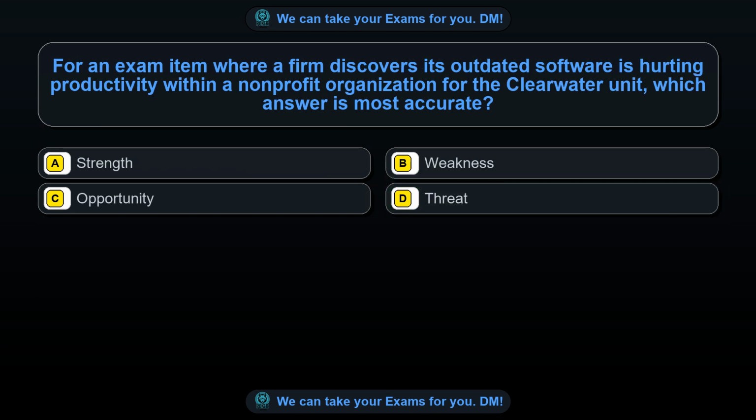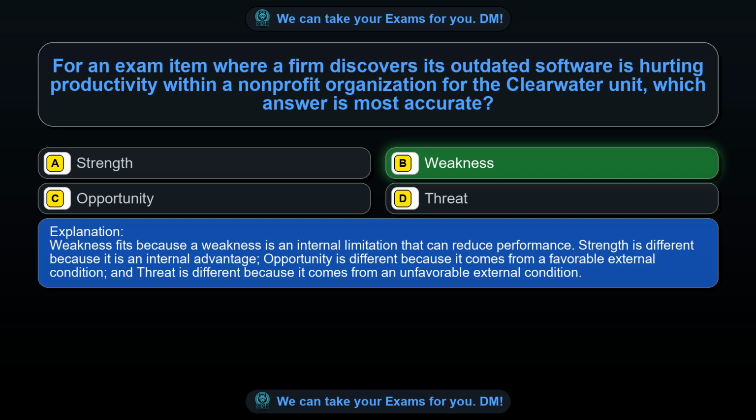Question 32. For an exam item where a firm discovers its outdated software is hurting productivity within a non-profit organization for the Clearwater unit, which answer is most accurate? Option A, strength. Option B, weakness. Option C, opportunity. Option D, threat. The correct answer is option B, weakness.